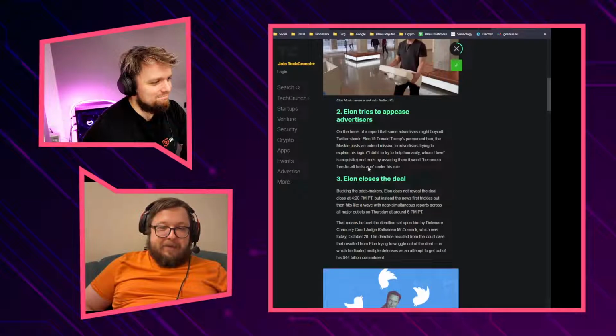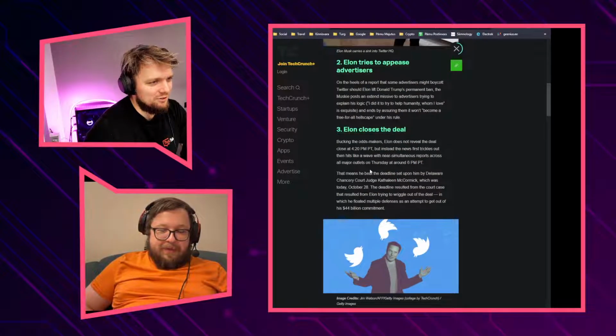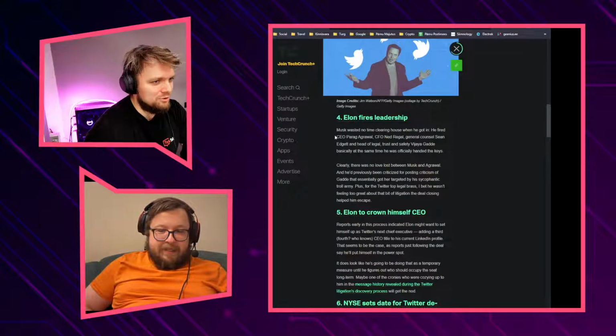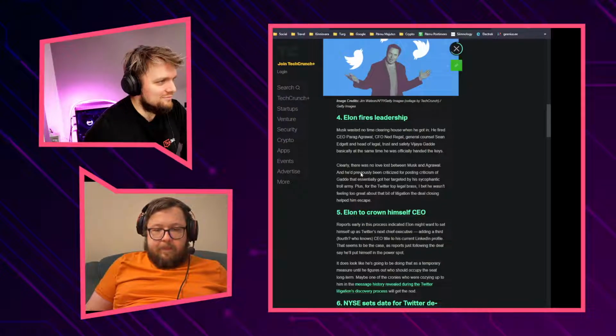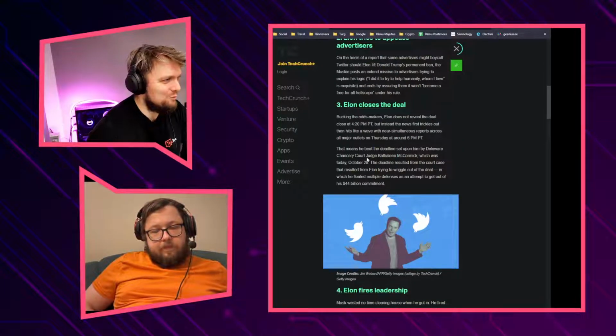But also in other news, I read that he wants to fire 75% of staff from Twitter. Yeah, he already did. That's the next one. So basically, Elon closes the deal. Blah blah. Elon fires leadership. So he fired the CEO, the CFO, the general counsel, the head of legal, trust and safety. I don't know what that means exactly, but nobody knows pretty much as of right now.